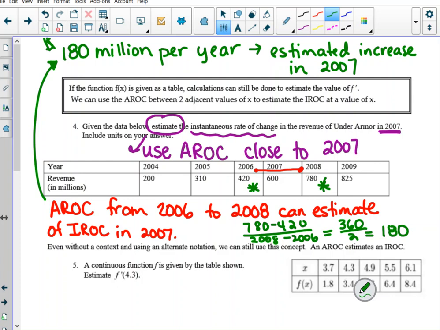Yes? They're all on the same line though, because you add 180 to 420 and 600, you add another 180 to get 780. So the slope would be the same.